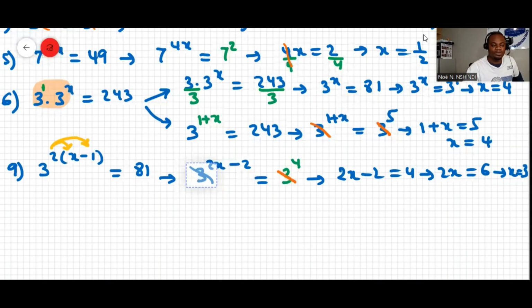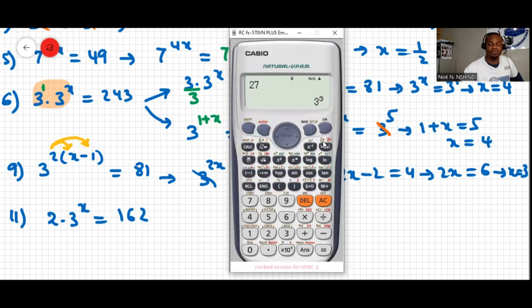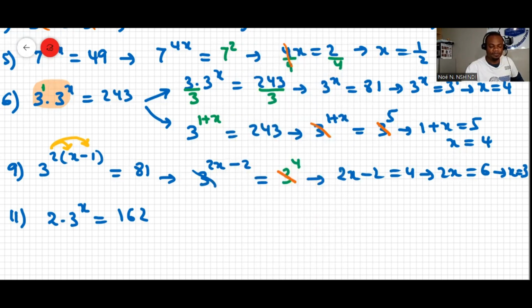Let's say question 11 here. I'll leave 10 also for you to practice, which is 2 times 3 to the x equal to 162. So over here, if you try to write 162 in terms of its prime factors, look what will happen. We got something like that. Okay. Then what we can do in this case is get rid of the 2. I'll divide here by 2. I'll divide there also by 2. And then this will be 3 to the x equal to 81.